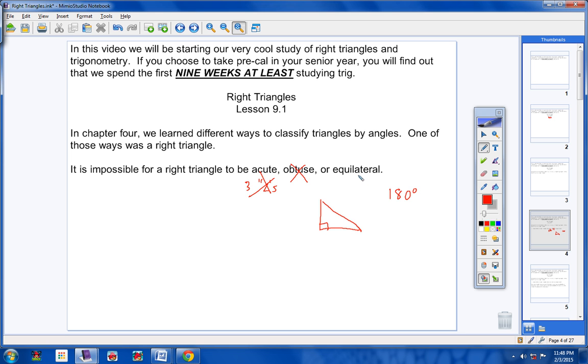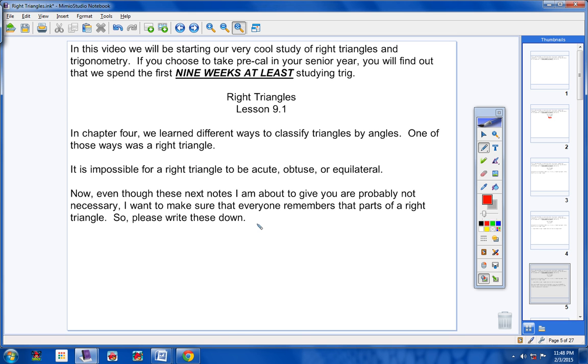And we know it can't be equilateral because an equilateral triangle is always also equiangular, and there's no way a right triangle can be equiangular. So if you have a right triangle, rest assured it will never be acute, obtuse, or equilateral, or equiangular for that matter. Now, even though these next notes are probably not necessary, I still want to make sure that everyone remembers the parts of a right triangle. So please take time and write these down so there's no confusion.